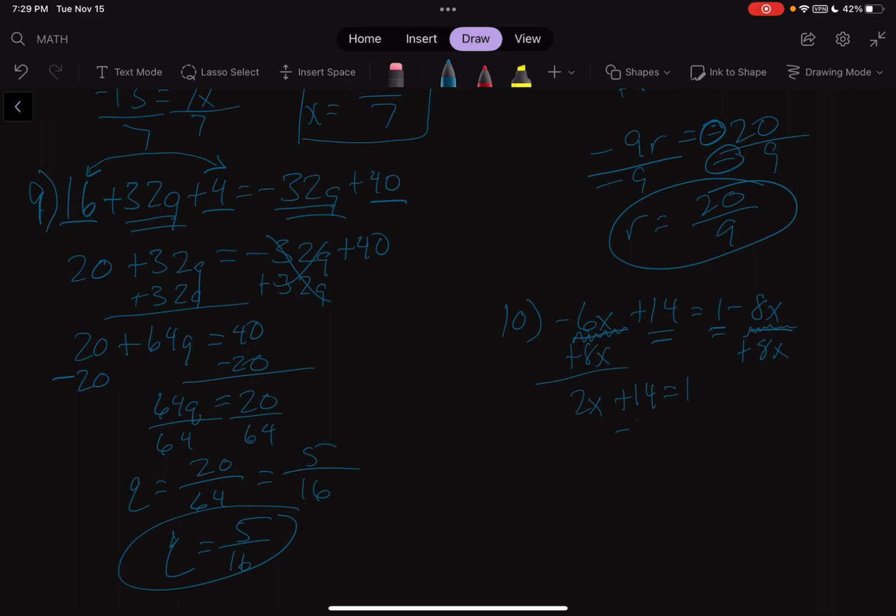Now I'm going to do the opposite of positive, getting ahead of myself. The opposite of positive 14 is negative 14. So now we have 2x is equal to negative 13 because this cancels. We're going to divide by 2. Divide by 2. x is equal to negative 13 over 2.